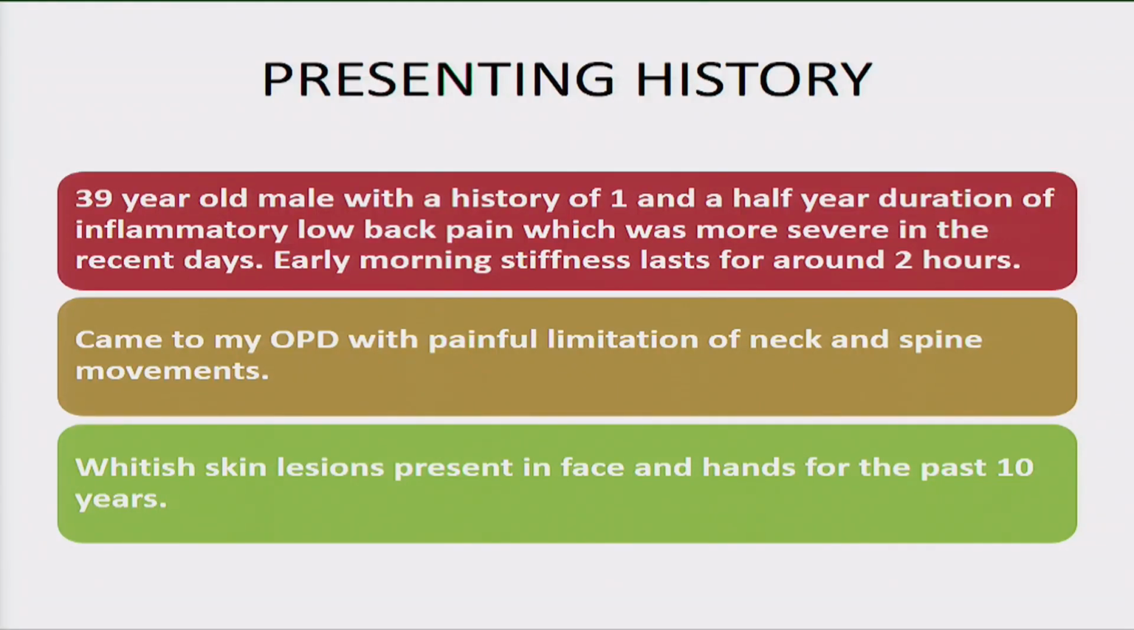So this is a 39-year-old male who walked into my OPD with the typical posture of an established ankylosing spondylitis, with a stooped neck, and he is not even able to walk because of the stiff spine. Apart from this complaint, he had for the past 1.5 years severe symptoms in the recent days, and he also had whitish skin lesions all over the body.